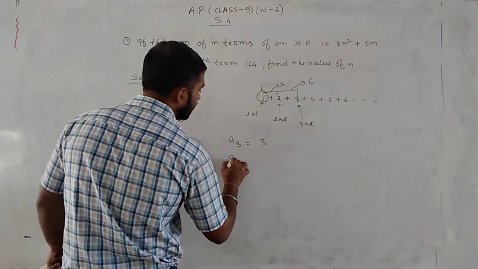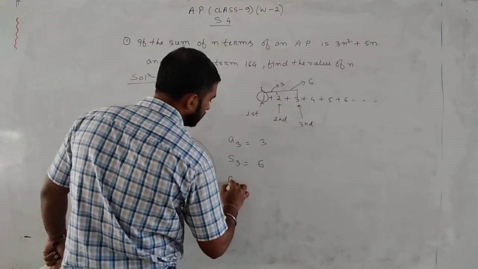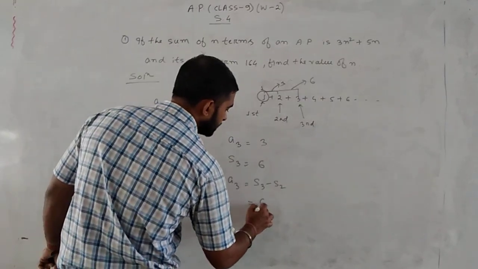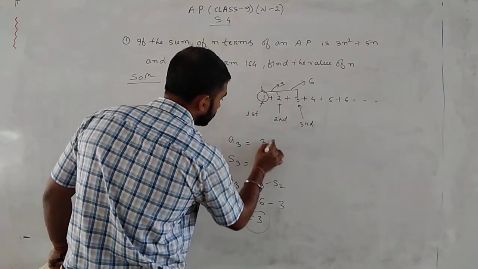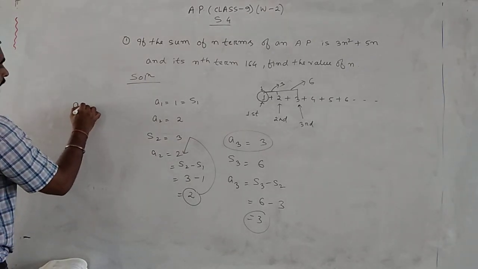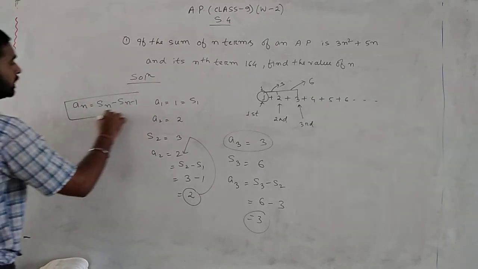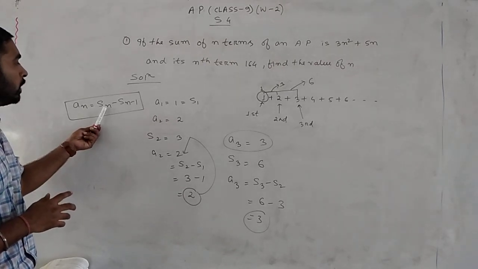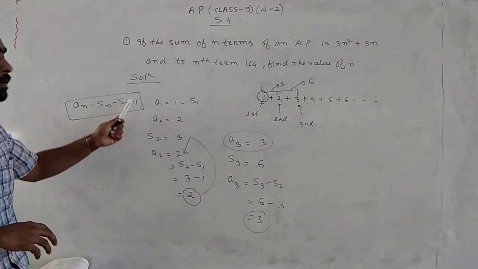Similarly, what is A3? A3 equal to 3. Now what is S3? 1, 2, 3, that is 6. So A3 equal to S3 minus S2. Now see, S3 equal to 6, S2 equal to 3. That is equal to 3, which is equal to A3. So from here we got a relation that An equal to Sn minus Sn minus 1. This is the relation between An and Sn. Means if Sn is given, then the formula to find An is An equal to Sn minus Sn minus 1.